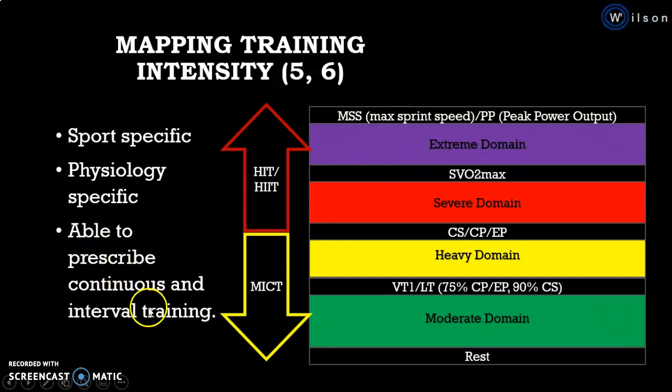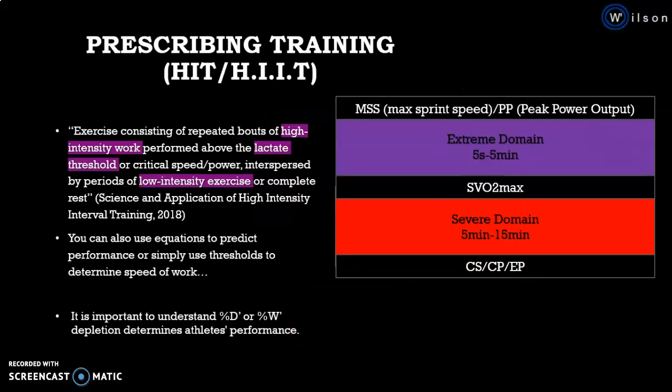So the last thing is you can prescribe really any kind of training now that you have this map. You can prescribe really low intensity stuff, moderate intensity stuff, or you can prescribe more HIIT training, or even sprint ability or repeated sprint ability, and then try to get adaptations within all these domains to improve your athlete or client as best as possible.